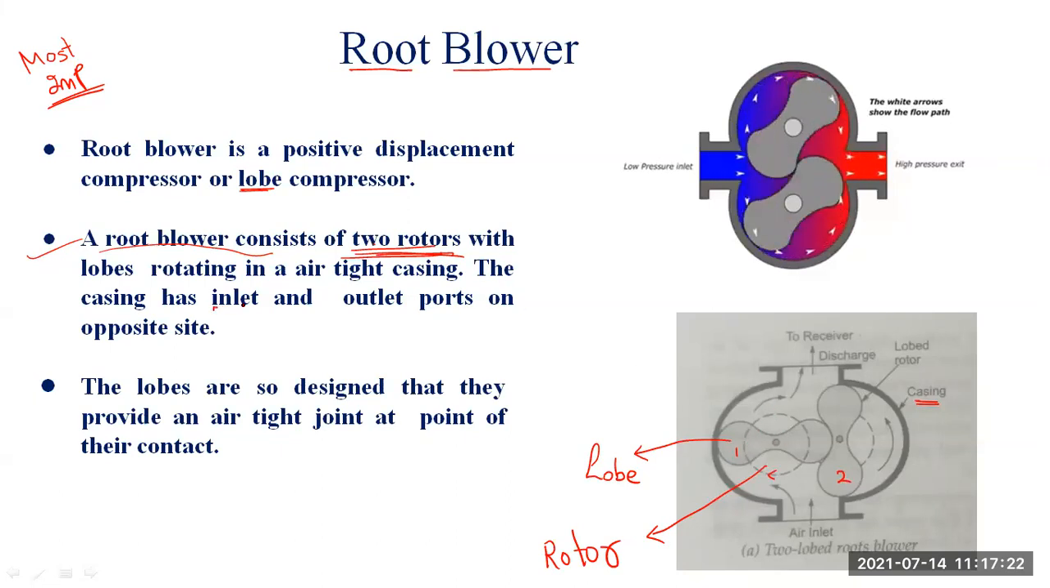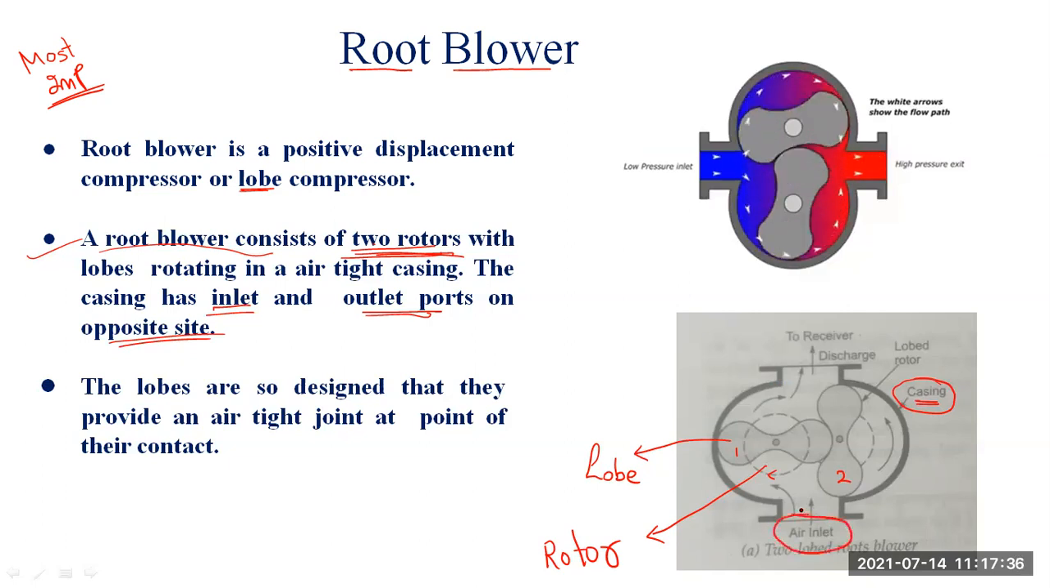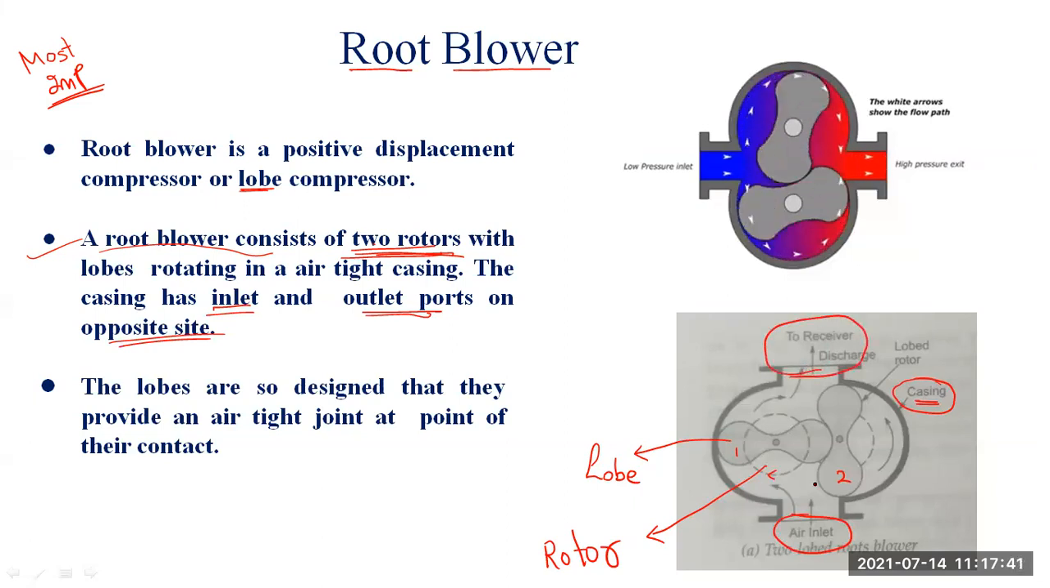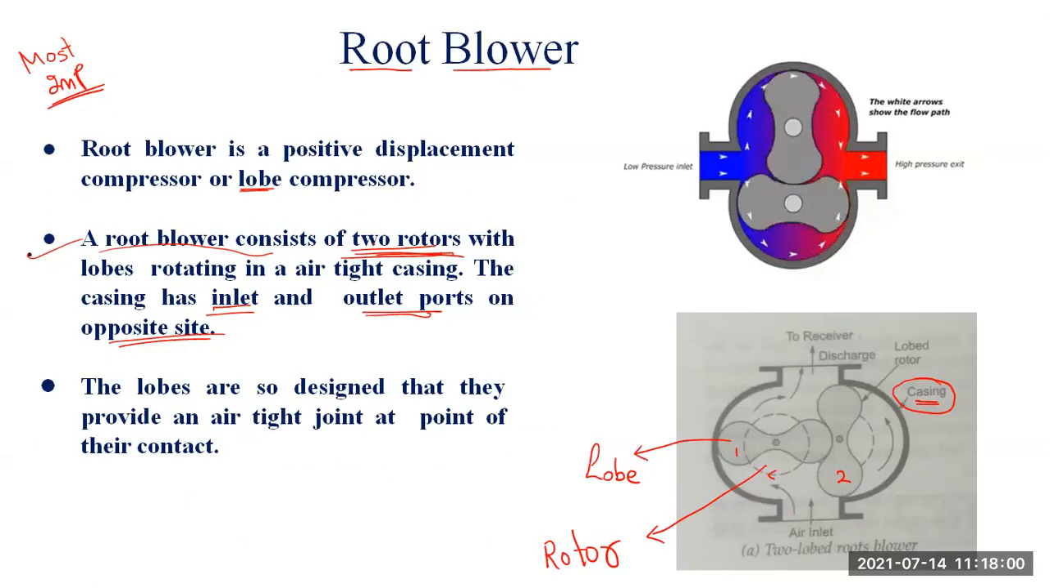The casing has inlet and outlet ports on opposite sides. You can see this is the casing, this outer part. The casing has an inlet port, this one at the bottom side, and this is the outlet port at the top side. So on opposite sides of the casing, the inlet port and the outlet port will be there. That's all about the second point.